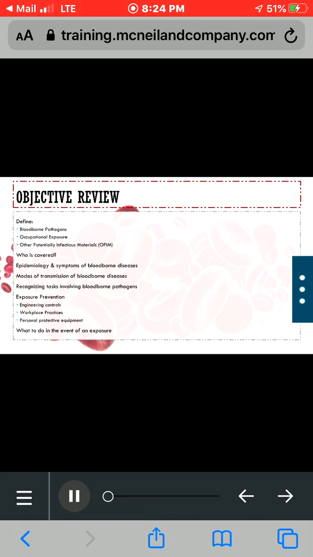As we come to the completion of this course, the student should now be able to define bloodborne pathogens, occupational exposure, and other potentially infectious materials. The student must understand who is covered by the bloodborne pathogen standard and understand the epidemiology and symptoms of common bloodborne diseases. The student should understand how bloodborne pathogens are transmitted, be able to recognize tasks that may involve bloodborne pathogens, and know how to take steps to prevent the transmission of any infections. Lastly, the employee must know what to do and what steps to take in the event of an exposure.